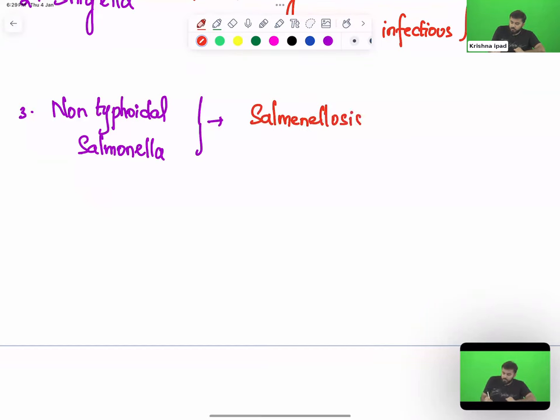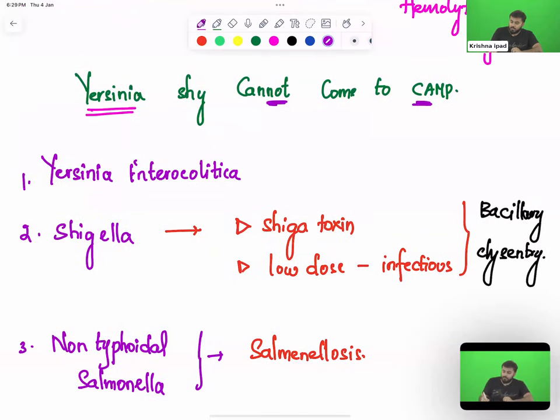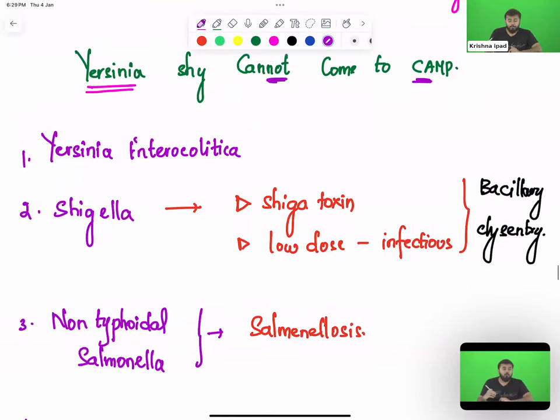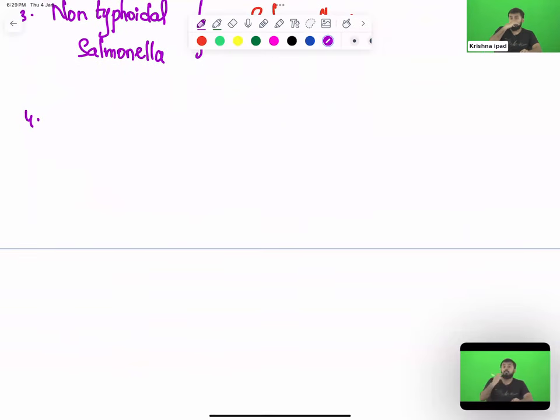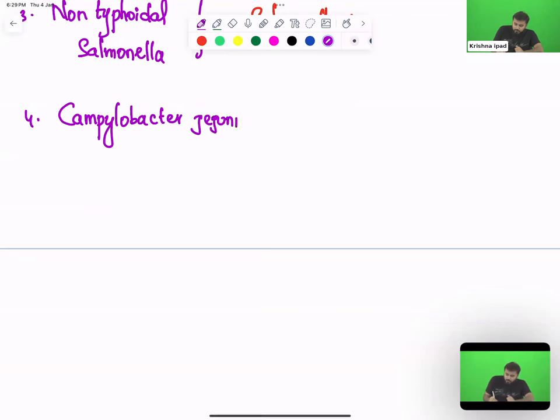Salmonellosis, which eventually causes bloody diarrhea. Clear? Next, fourth important thing. What is the fourth important thing? She cannot come to the camp. What is camp? Camp stands for Campylobacter jejuni. You remember that? Camp stands for Campylobacter jejuni. Okay.